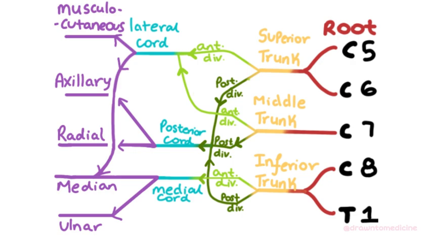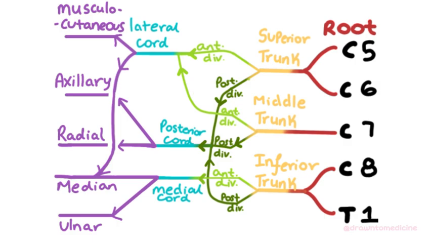So this video is going to be about the organization of the brachial plexus, and we're going to have a look at the different components of the brachial plexus and how they come together to form the terminal branches, which are the nerves that will innervate the upper limb.